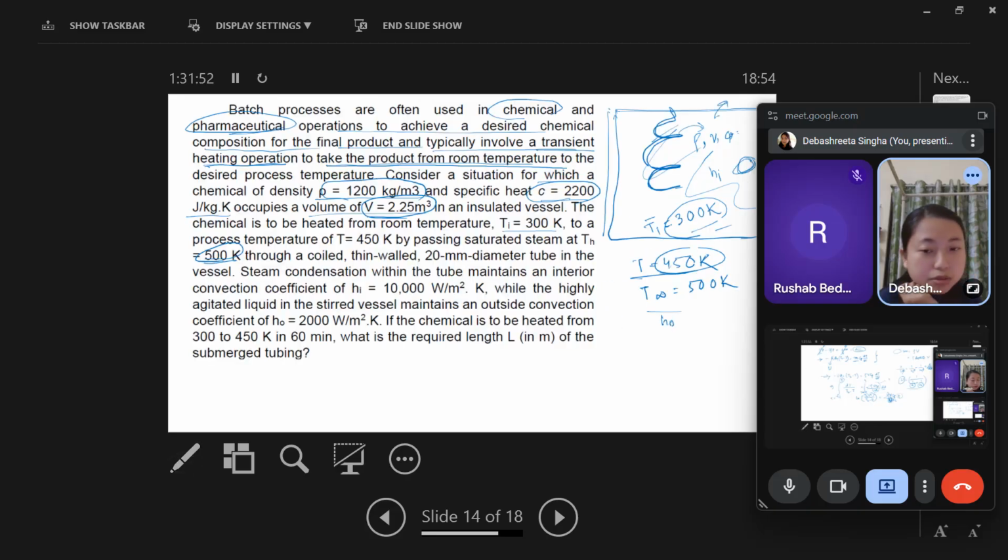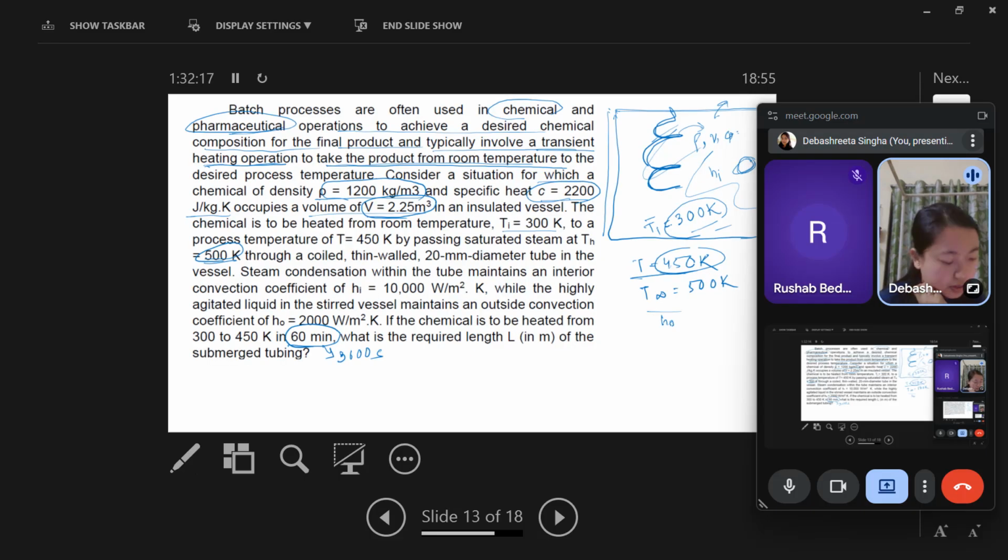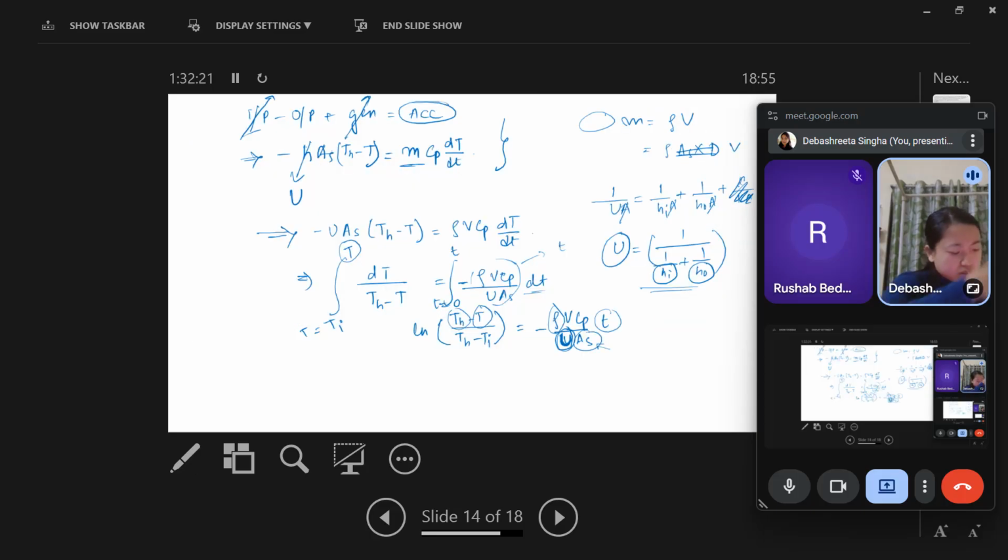And then U you find out from here. T is also given, that is 60 minutes. So take this in seconds, 3600 seconds. And then you don't know what As is here, right? As is not given anywhere. So you just find out everything else you know in this equation. You just need to find out how much is As.